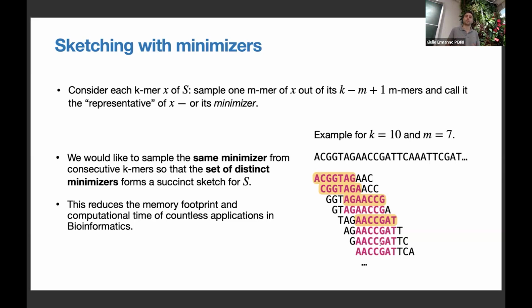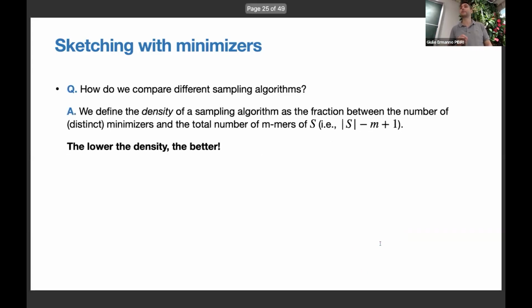And of course, working with sketches is a lot more space efficient, and it can reduce the computational time of your downstream applications and so on and so forth. So we want the set of distinct minimizers to be small. Which brings us to the following question. Now, how do we compare different sampling algorithms? So, different choices for the minimizer.